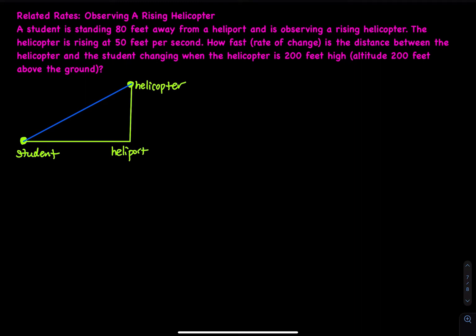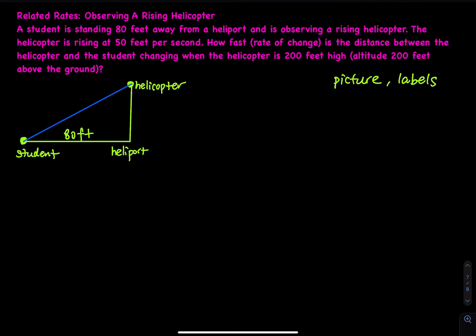Okay, so first of all, for a related rate problem, what do you need? You need a picture. When you do problems on your homework, quizzes, and exams, most of the time they don't give you a picture. So the first thing that we need is a picture. And what else do we need? We need labels, right? So I prepared a picture for you, a student and a heliport, 80 feet away. So what else do we know?